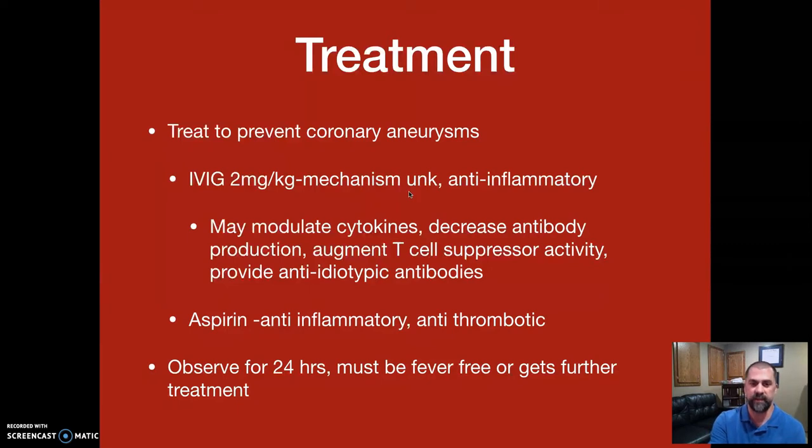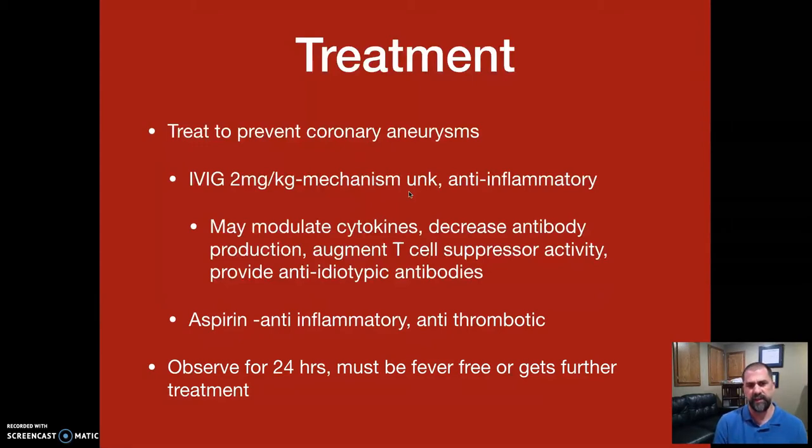So what anti-idiotypic antibodies are, that's basically saying that the body has this autoimmune response which is causing this vasculitis, and we're throwing in immunoglobulin, and then that confuses the autoantibodies, and the antibodies tie up to the IVIG as opposed to attacking the vascular wall, causing the aneurysms.